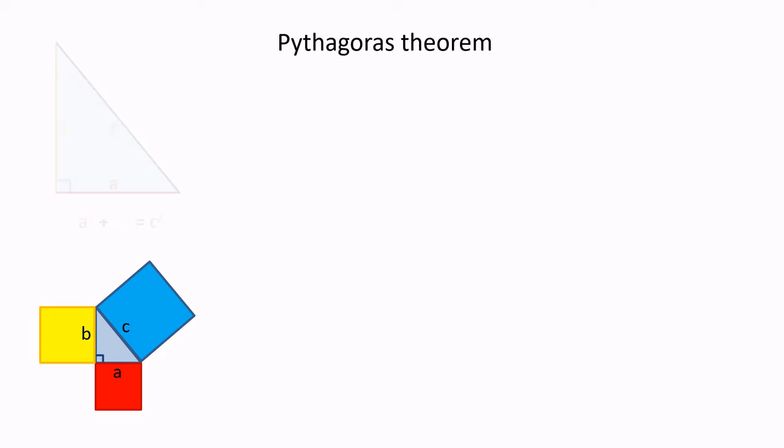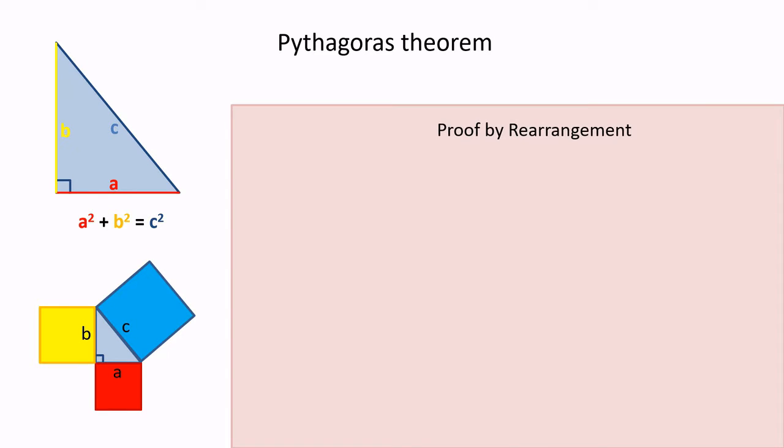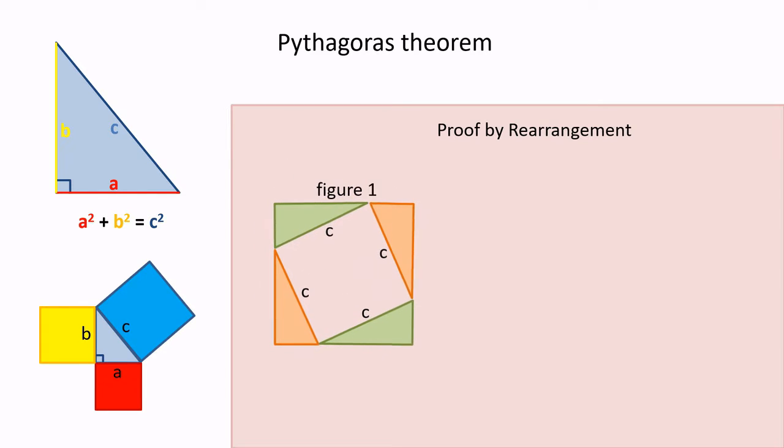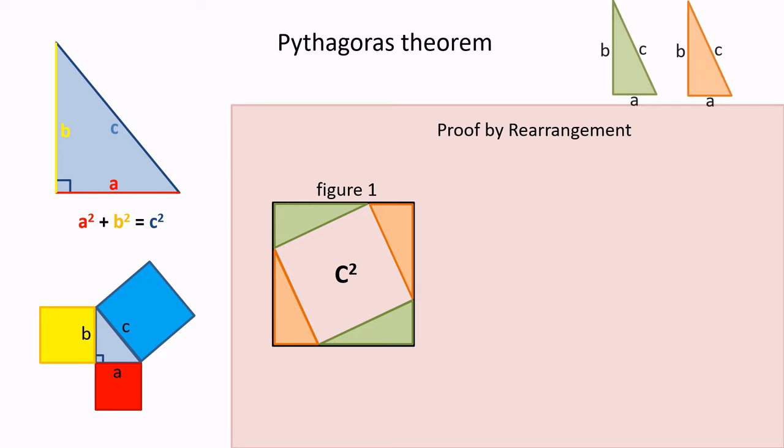Pythagoras demonstrated the proof by rearrangement. Take four identical right-angled triangles with sides A, B, and C. Arrange them so that their hypotenuse, C, forms a square of which the area is C squared.